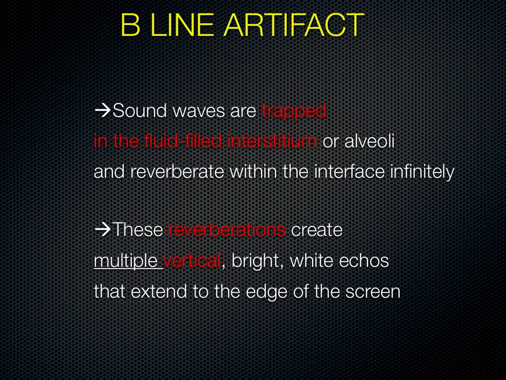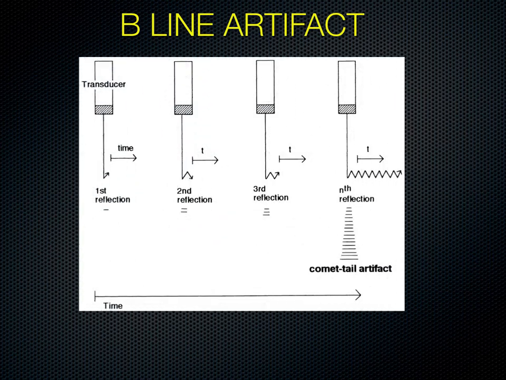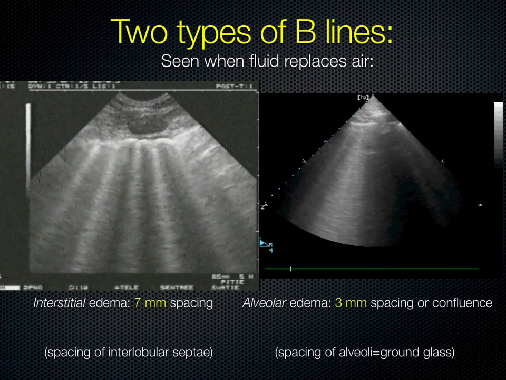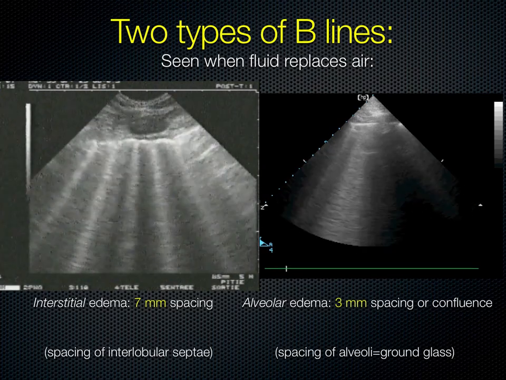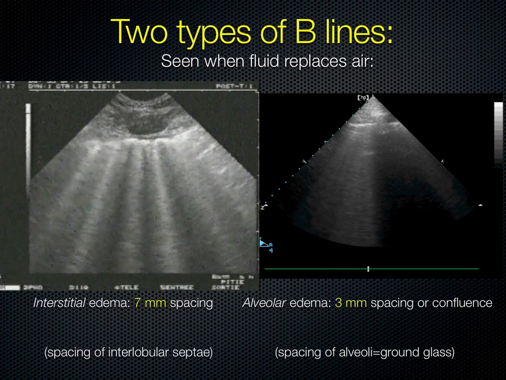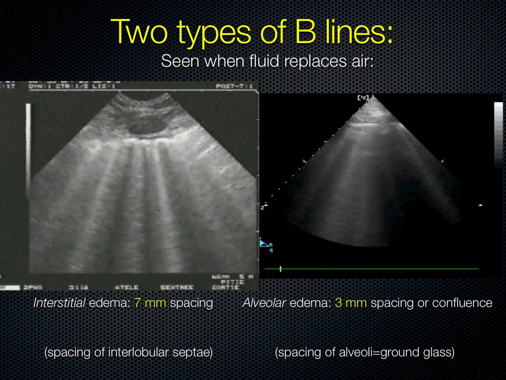This reverberation occurs because there's a high acoustical impedance difference between the interlobular septae full of water and the air right next to it. So it creates a side-to-side reverberation within that interface and creates a comet tail that goes all the way to the edge of the screen. Here's a representation of that. With the ultrasound beam coming down, there's a reflection within the interface, that vertical interface where the interlobular septae comes all the way up to the chest wall. And depending on how many reverberations, there are infinite number of reverberations, and they can extend all the way to the edge of the screen.